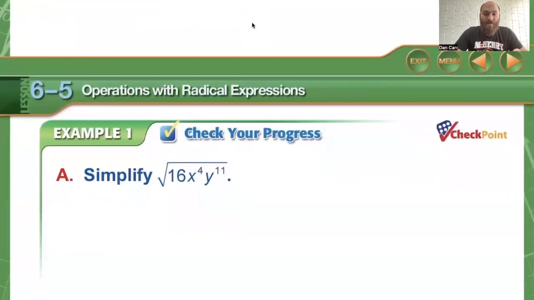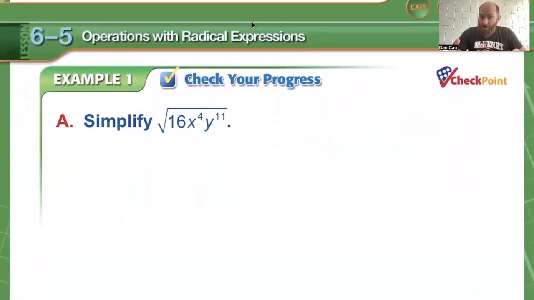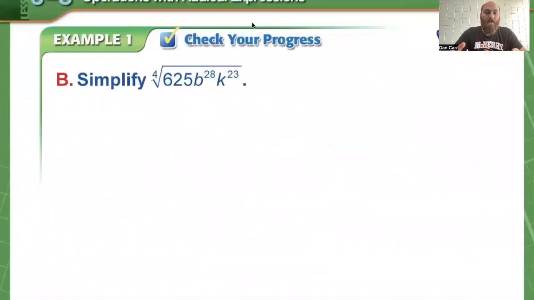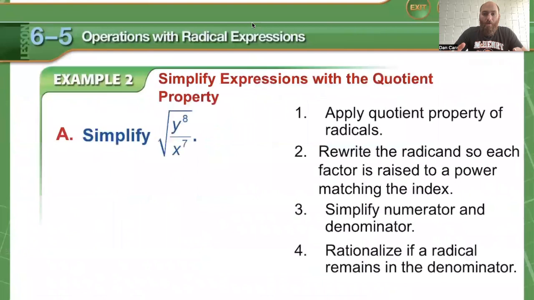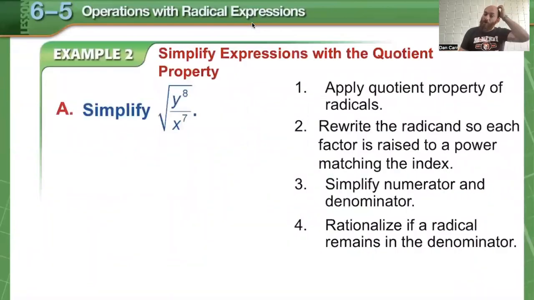So other examples of this one. This is one I'll let you try on your own. So another one there. Now let's look at when we deal with the quotient property. So apply the quotient property of radicals. And again, what that means is, just like with our multiplication or product property, we can split them up as two separate radicals. So it would be the square root of y to the 8th over the square root of x to the 7th. Rewrite the radicand so each factor is raised to a power matching the index.